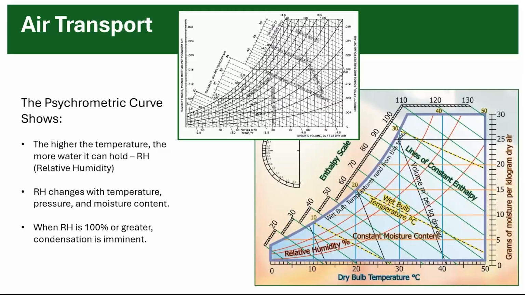Here's a slide that shows the psychrometric curve, and it's all about air transport. What you can see here is that as the dry bulb temperature increases, the ability of that air to hold water goes up. And if you look at the chart around the 60 and 70 degree mark on the enthalpy scale, that's where it starts to steepen out. And that is why we have room temperature set where it is.